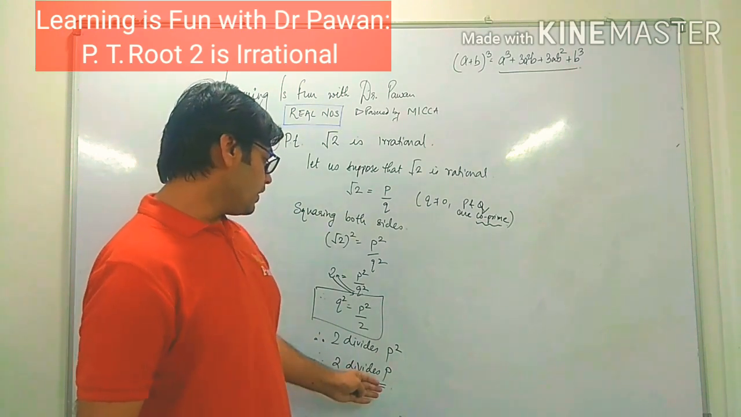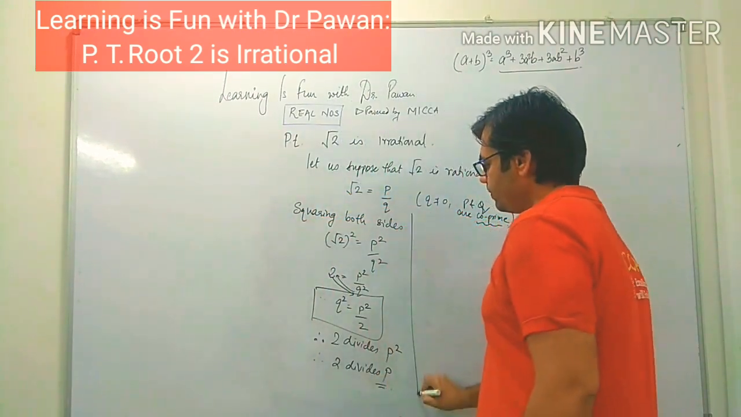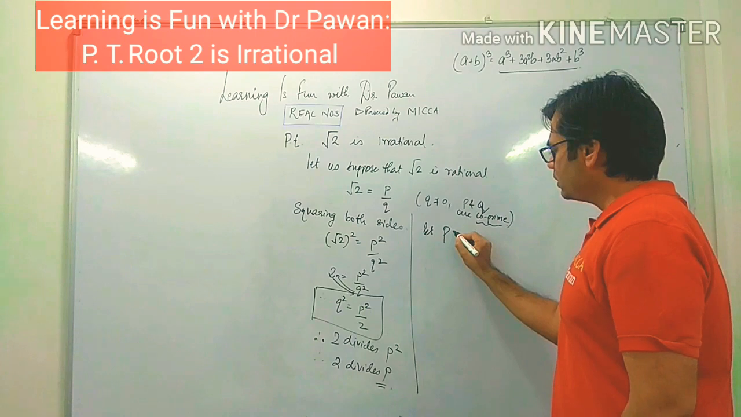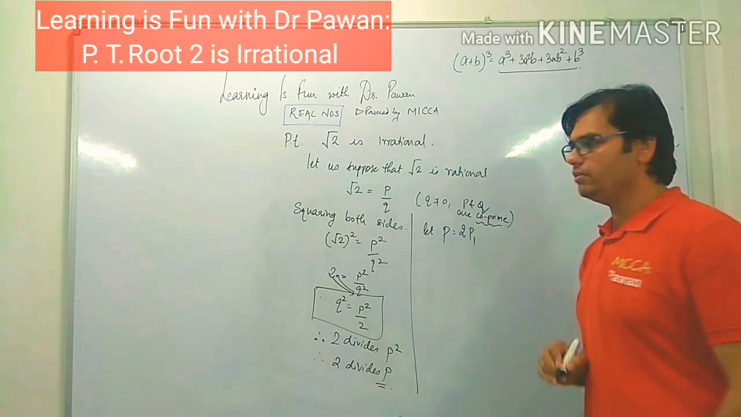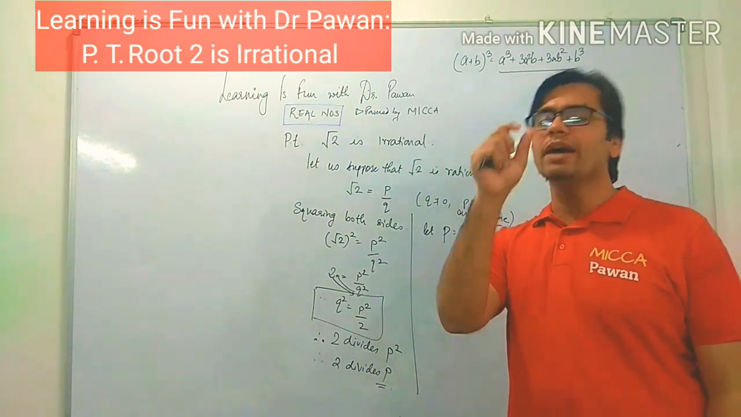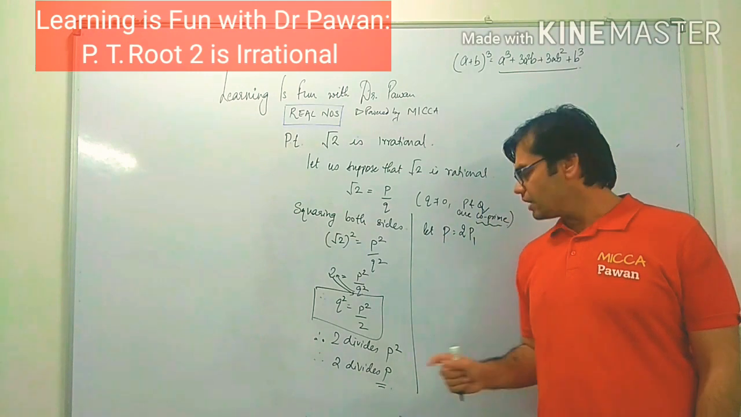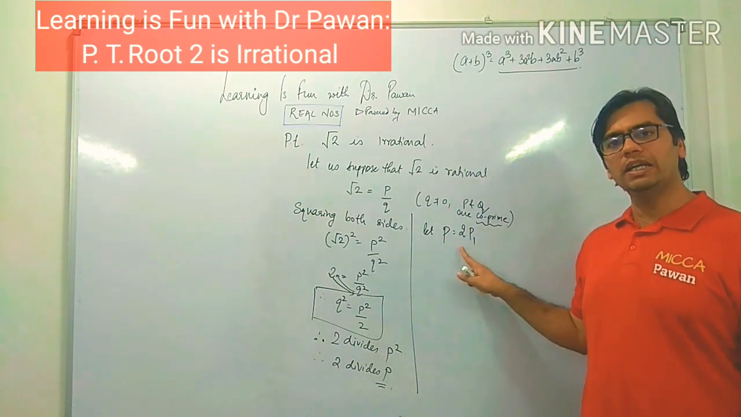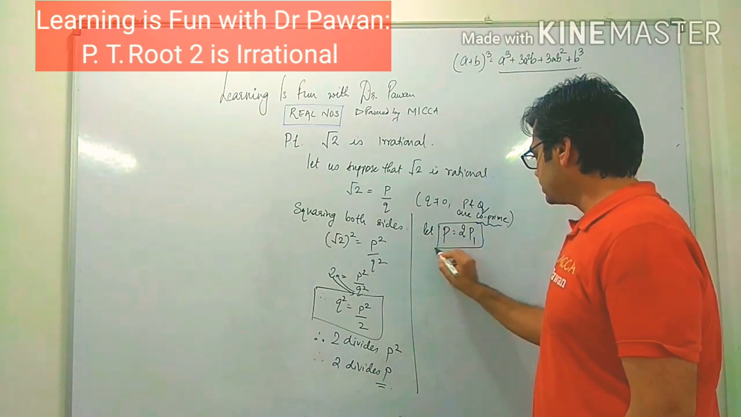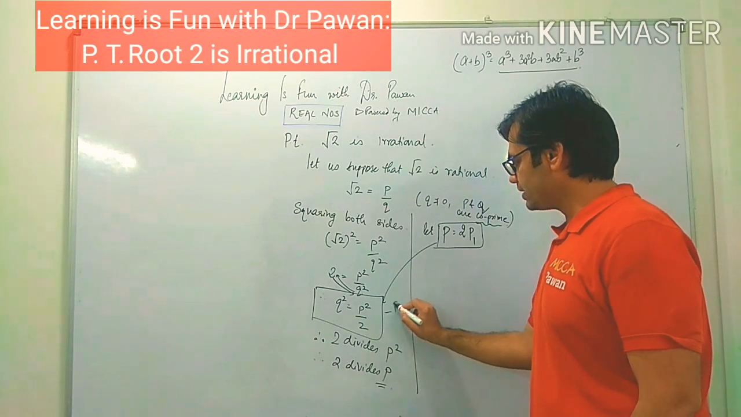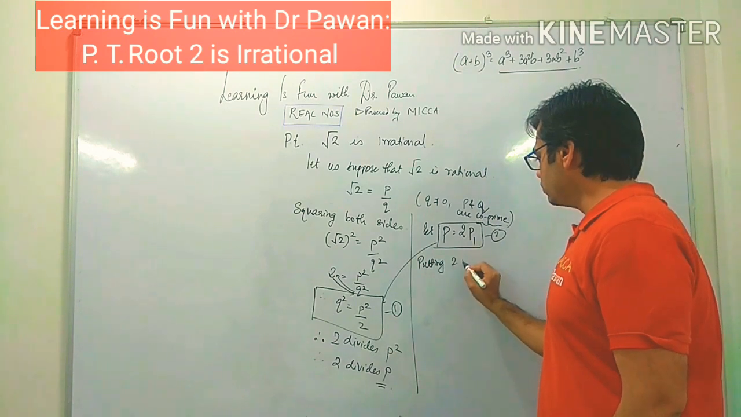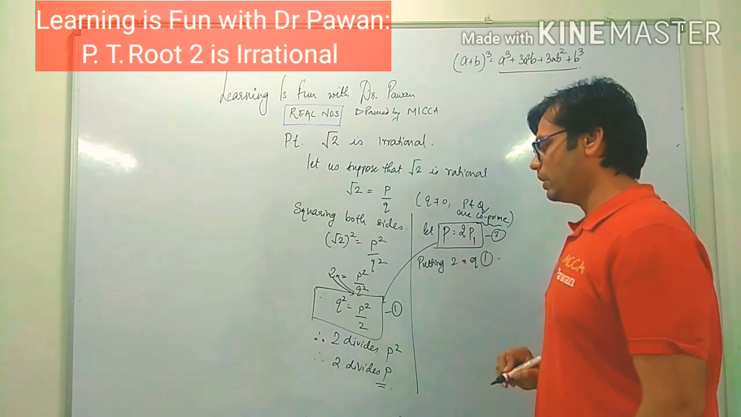So if 2 divides p square, let me say p is equal to 2 times p1, because 2 divides p, which means p has 2 as a factor. If p has 2 as a factor, I can very well write p as 2p1. Now I put this in my equation 1. So let us say this is 1, this is 2. So putting 2 in equation 1.